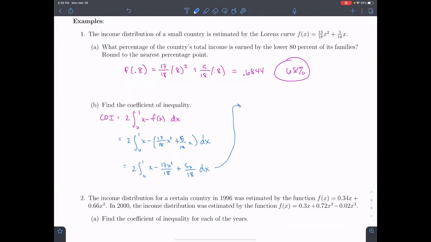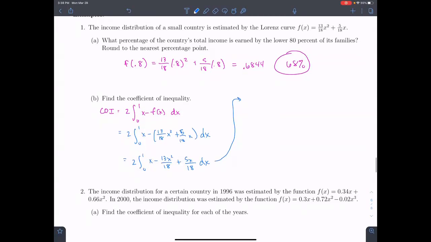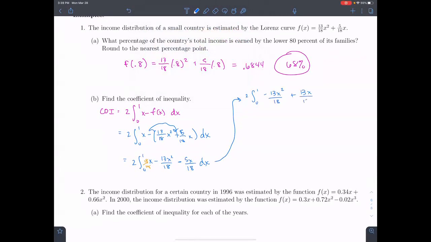And I could combine like terms there if I wished, which perhaps I do. Oh, that's a minus. I see, I warned us about this. That minus is going to distribute to there too. So this is like 18 over 18 minus 5 over 18, so that would be 13 over 18. So 2 times the integral from 0 to 1 of negative 13x squared over 18 plus 13x over 18. I just combine like terms there. Obviously, you don't have to do that.